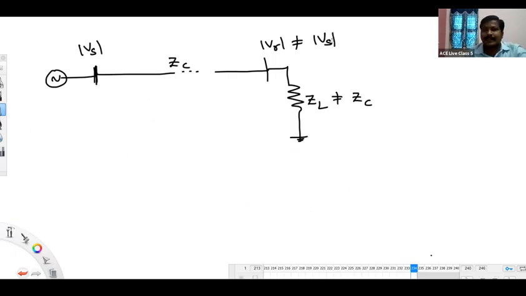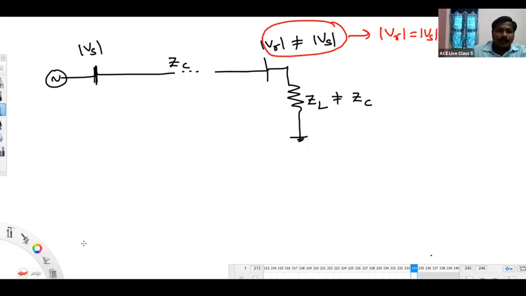Listen here concentratedly. ZL is not equal to ZC, so obviously the VR value is not equal to VS. Now the question I am asking is how to make this VR value equal to VS. What do we have to do to get the VR value equal to VS?